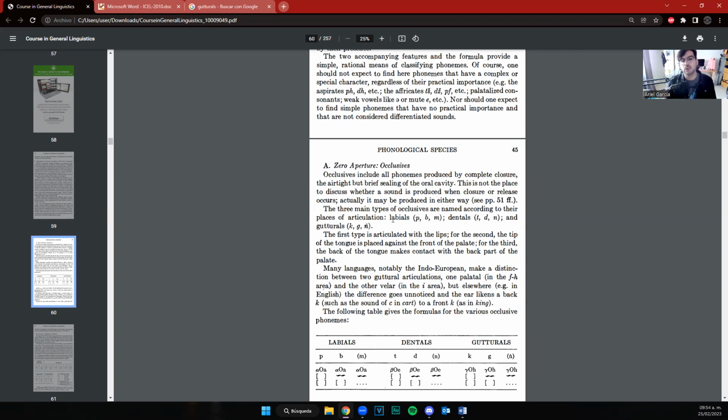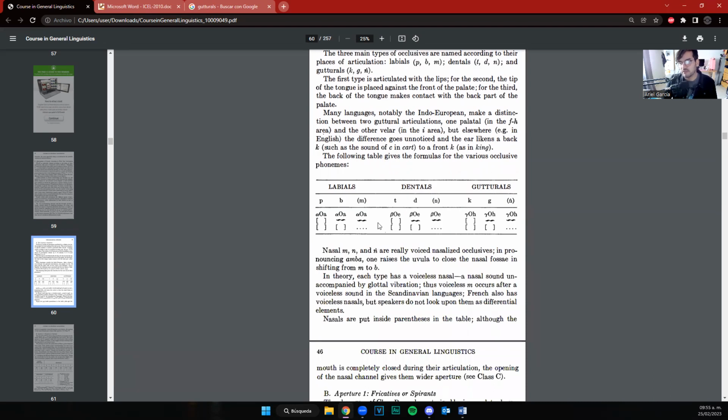There are going to be three ways that we are going to be dividing this: the labials, dentals, and gutturals. Okay, let's start with the labials. Right here, we just have the phonetic symbols that are going to be produced when we say, for example, some letters right here. Okay, the following table gives the formula for the various occlusive phonemes. We're going to be starting with labials.